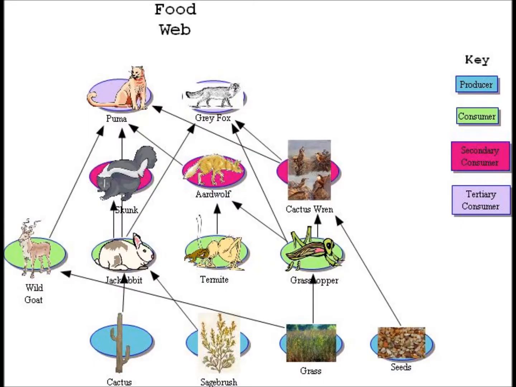Branching off from animals and vegetation, I think it's important to talk about the food web of the chaparral biome. As you can see on the bottom, we have our producers, which include the cactus, the sagebrush, grass, and seeds. Next, we move up to consumers, which have the wild goat, the jackrabbit, termite, grasshopper, etc. Next level is the secondary consumers with the skunk, the aardwolf, and the cactus wren. And last but definitely not least are the tertiary consumers with the puma and the gray fox.